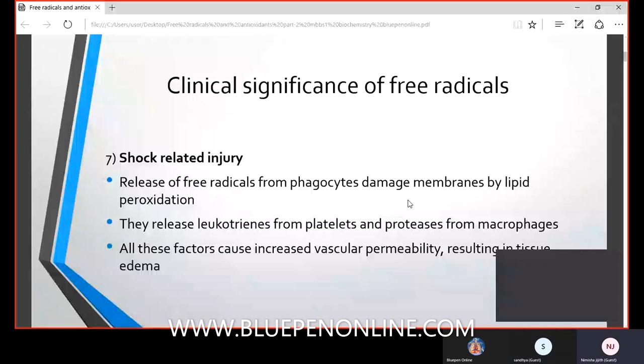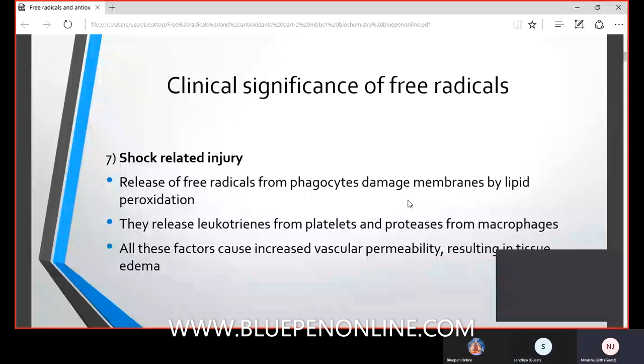Lipid peroxidation of the membrane will damage the membrane. Then they release leukotrienes from platelets and proteases from macrophages. All these factors cause increased vascular permeability, resulting in tissue edema. How does tissue edema form? That is the main thing. After a shock-related injury, how does tissue edema occur?